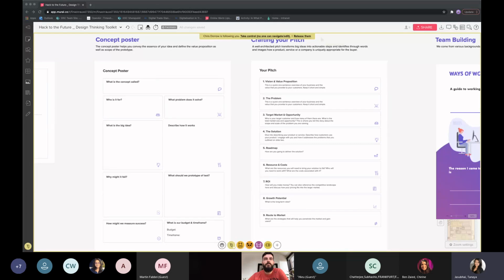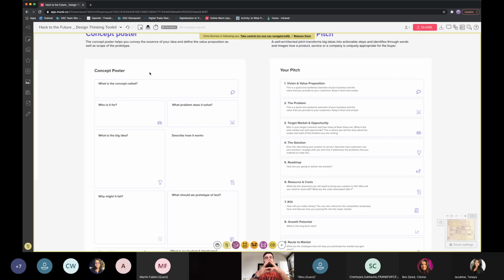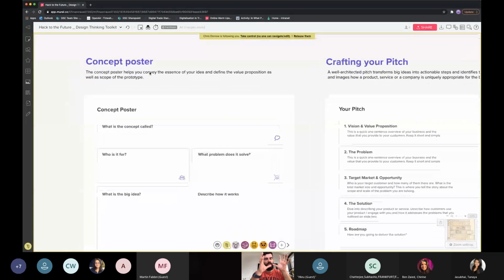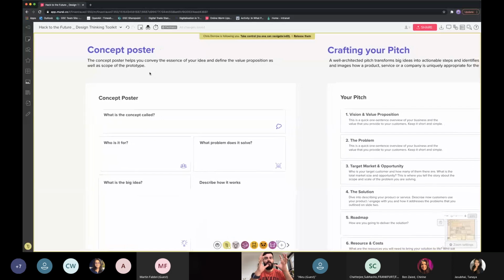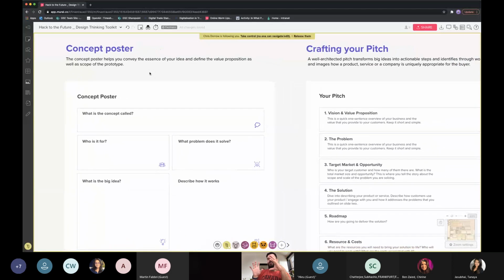So Chris, do you want to get us started with the concept poster and how we can bring it all together, bring the idea and the solutions together? Yeah, sure. So with slowly building out and crafting your idea, I guess there's two parts to it, right? There's figuring out what you want to do, so the concept, and then there's also how are you going to communicate the value to your audience or the end user.